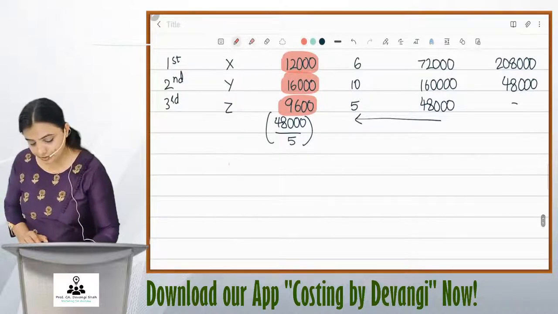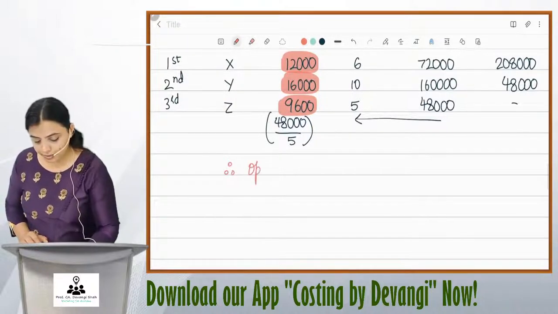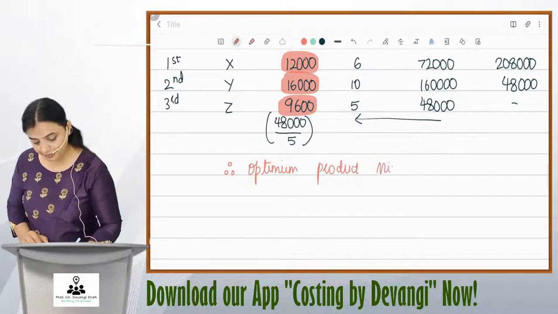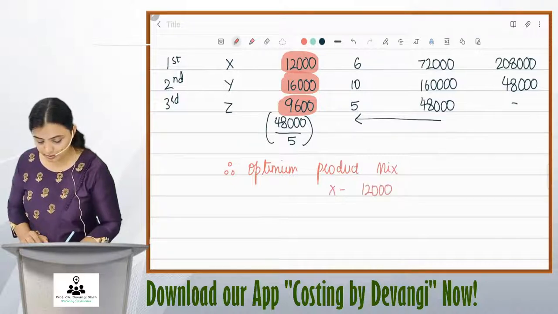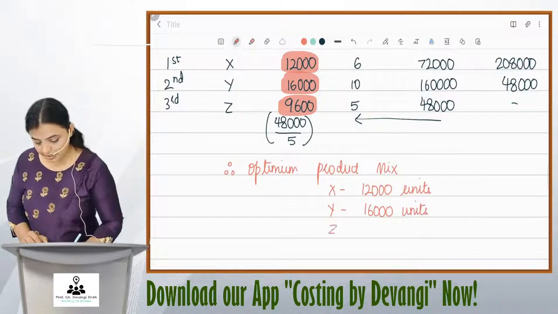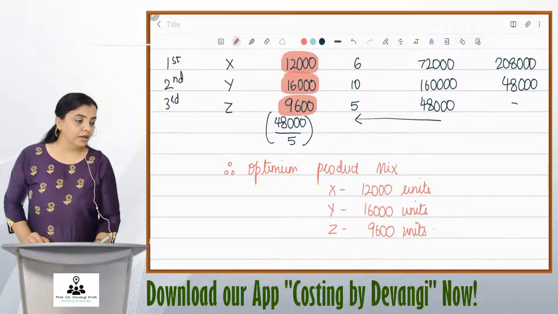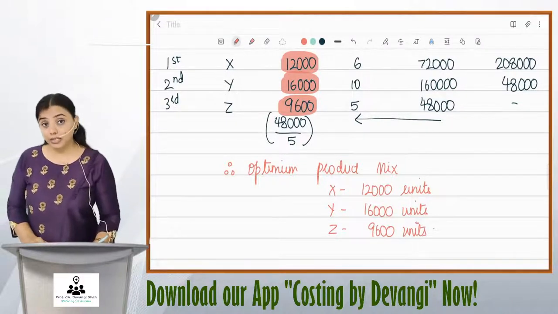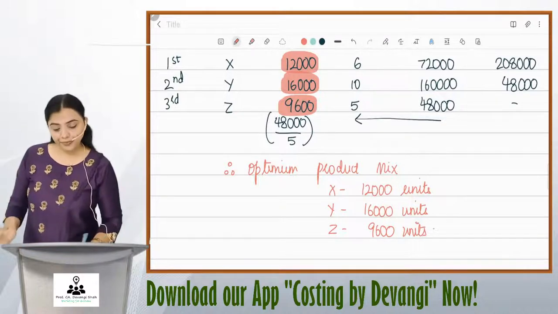Let's write down there for optimum product mix will be X 12,000 units, Y 16,000 units, and Z 9,600. Okay, we are going to make these units, these many only.